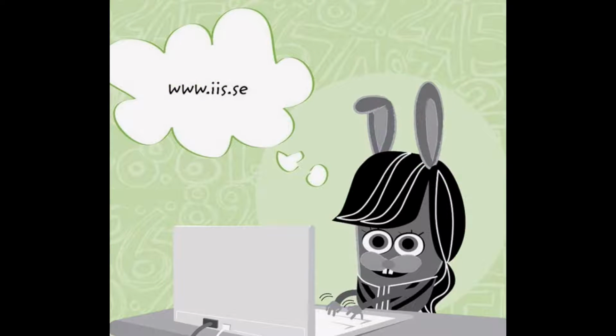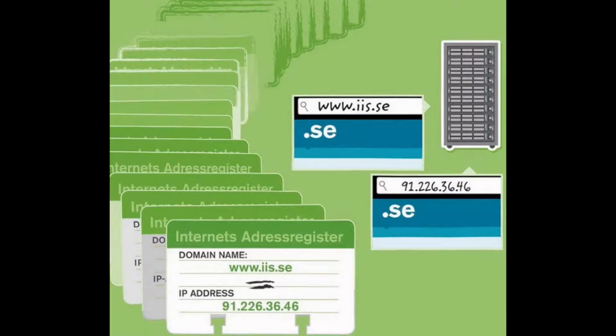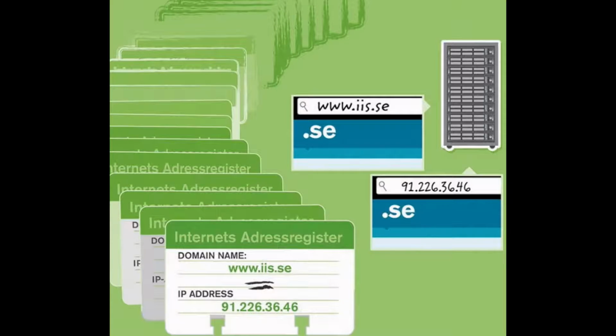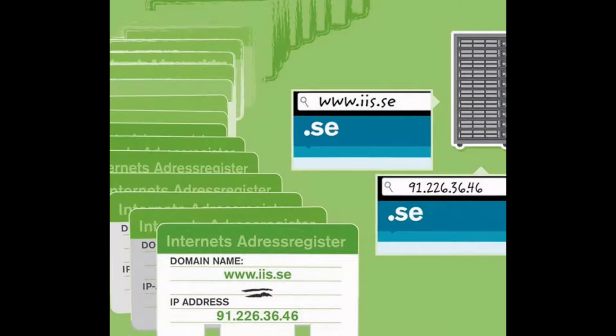That is why computers translate number addresses to letters. As people, we read and talk with words and letters, not with numbers. If you write or click on a link to a web address, your computer then contacts the right server with the help of the Internet's address registry. But actually, the address is translated to a set of numbers and points.